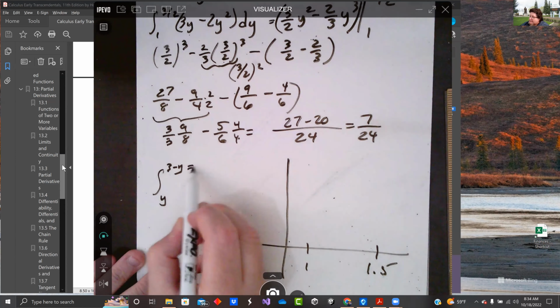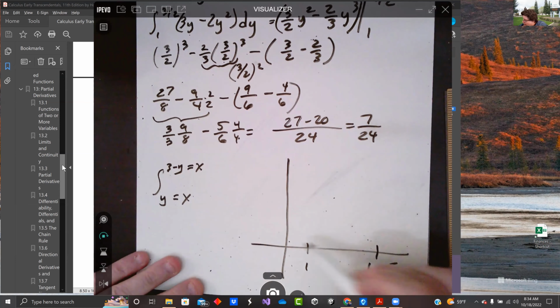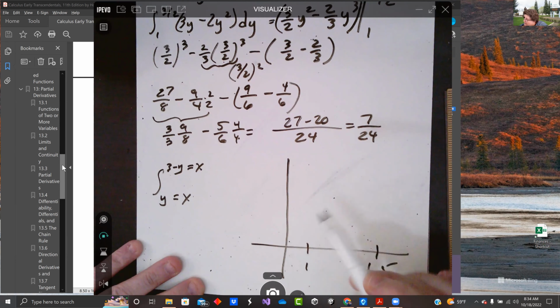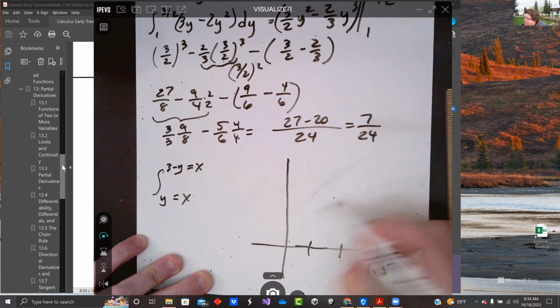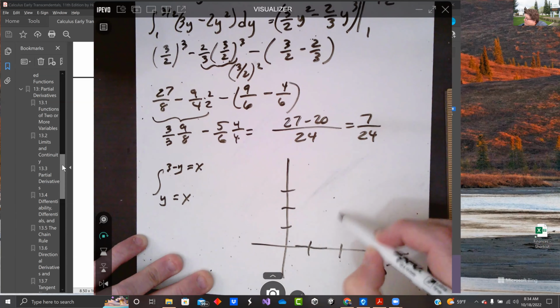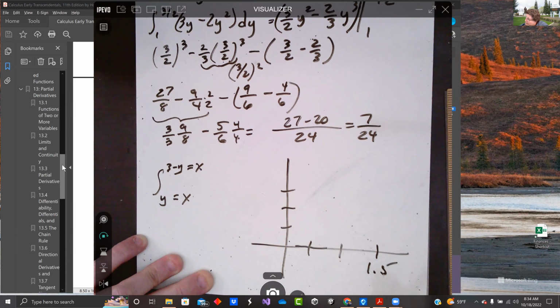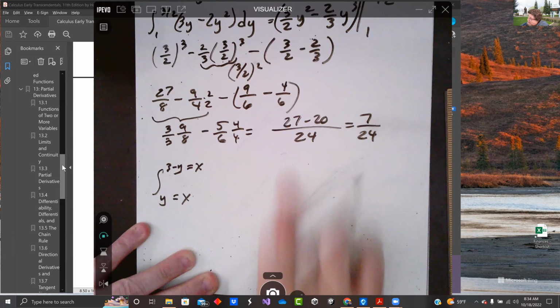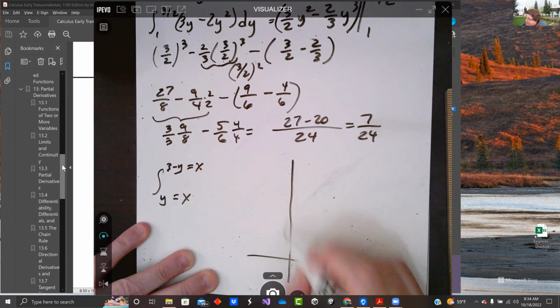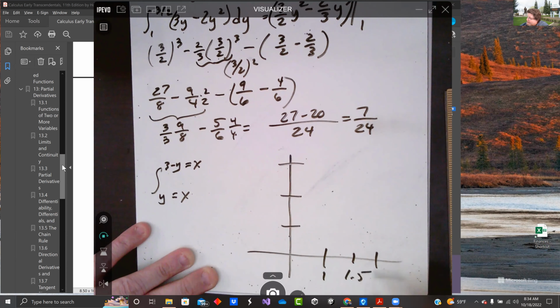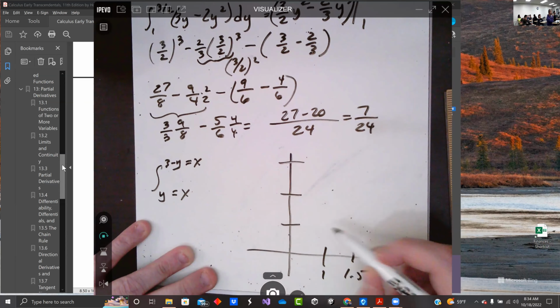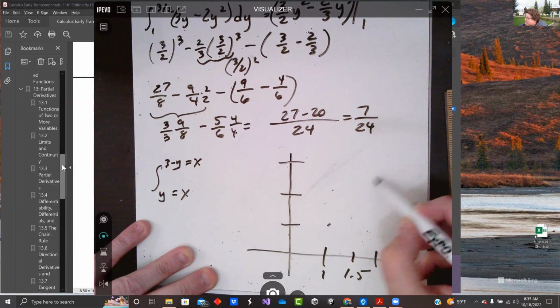So this is x. So we've got a line y equals x. Maybe I should space this a little bit better so it looks right. There we go. I'm gonna need more room. I need to be able to go up to 3. Okay, so 1 to 1.5 is our x range. And then we've got y equals x is like this.